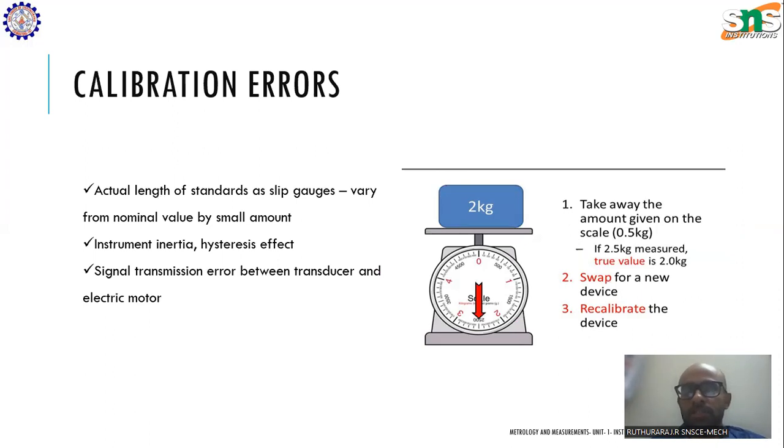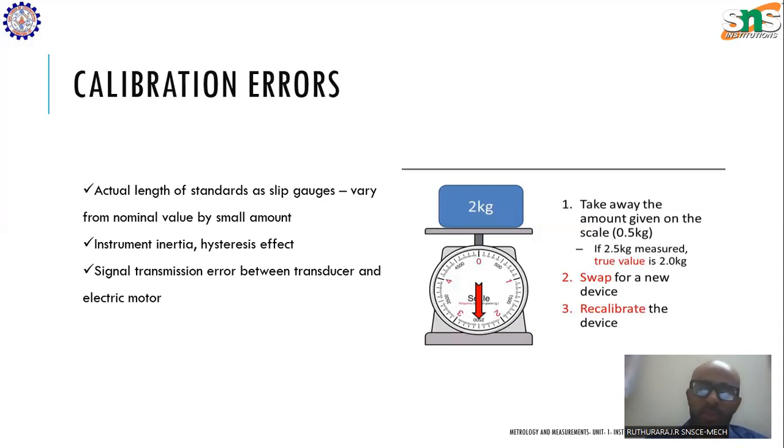Actually, the scale is showing the value as 2.5 kg. But you are measuring a 2 kg weight bar using this measuring instrument, and it's showing 2.5 kg. So there is an error value of 0.5 kg in the measuring instrument. So you have to recalibrate the measuring instrument because there is error.